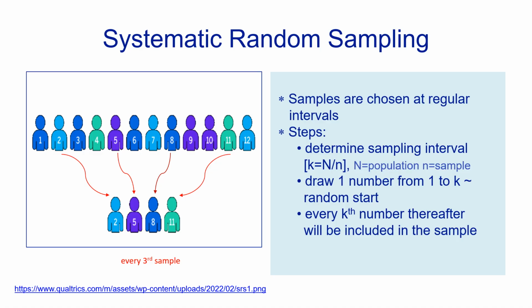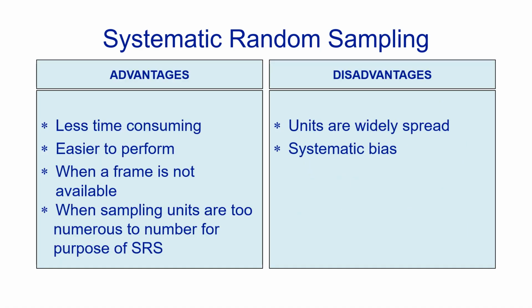Then 9 plus 5 is equal to 14. The 14th chart will be chosen. Then 14 plus 5 is equal to 19. Then the 19th chart will be chosen. Then so on and so on until you get 100 charts to review. Therefore, the sampling frame is compiled as the study progresses. The advantage of systematic random sampling is that it is easy to perform even when no sampling frame is available.